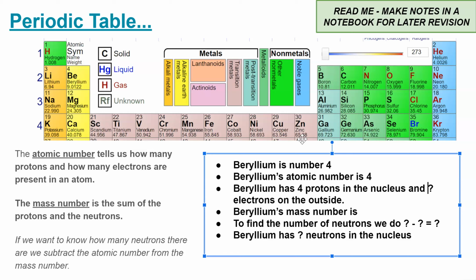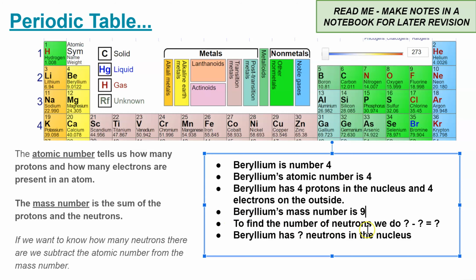This also tells us how many electrons are in the atom. So the electrons are on the outside of the nucleus. So if there are 4 protons, there must be 4 electrons to make a neutral atom. Beryllium's mass number is the number down the bottom, and we're going to round it off to 9. So beryllium's mass number is 9.